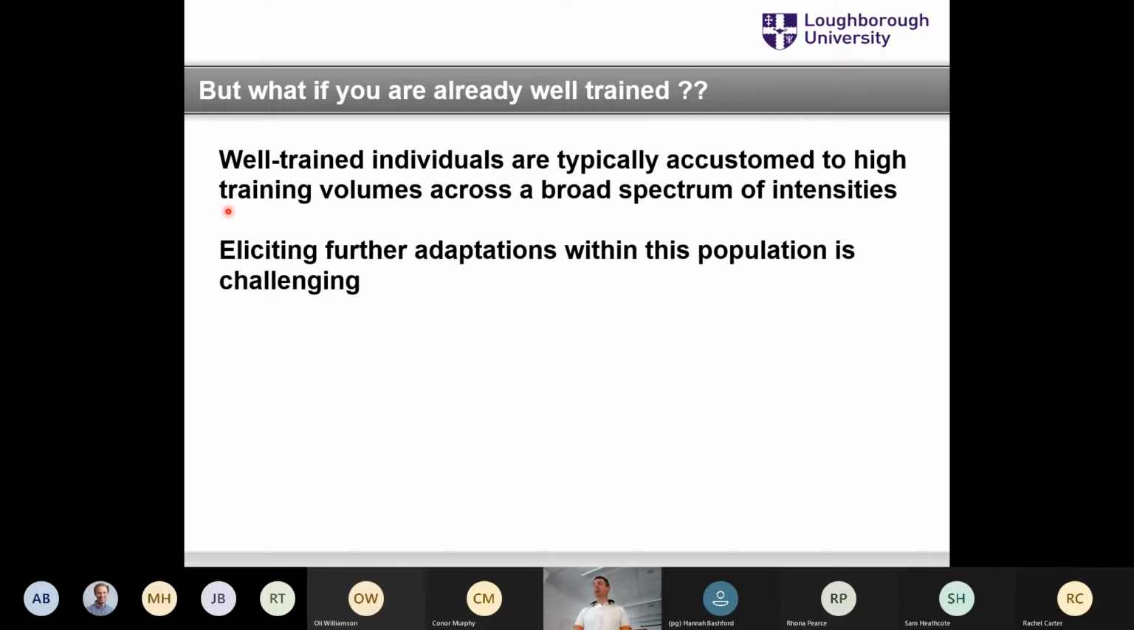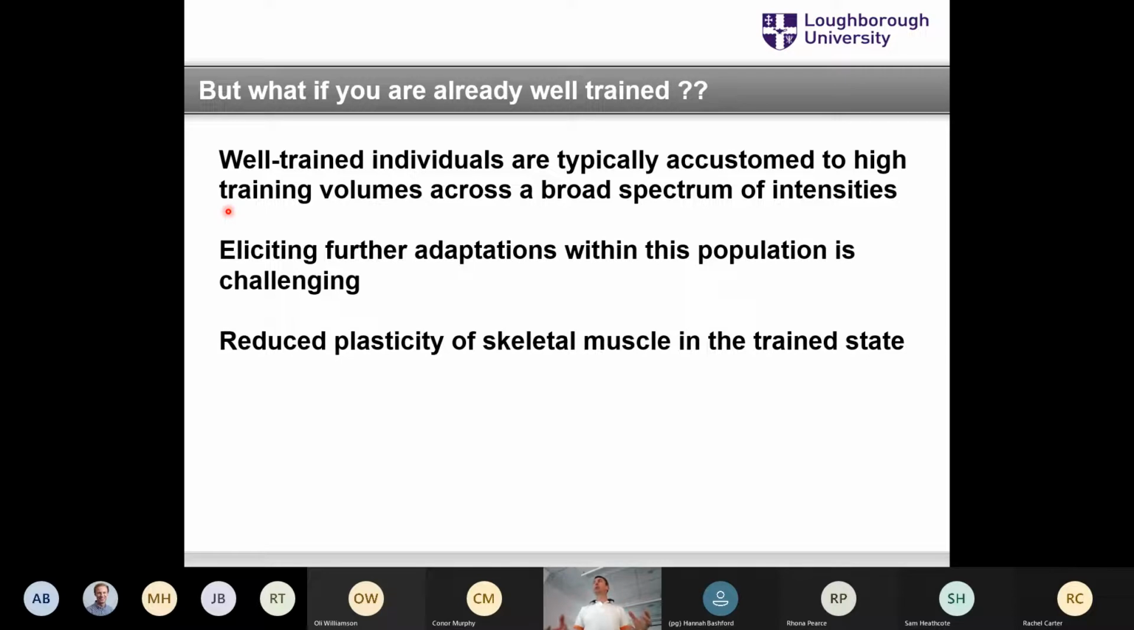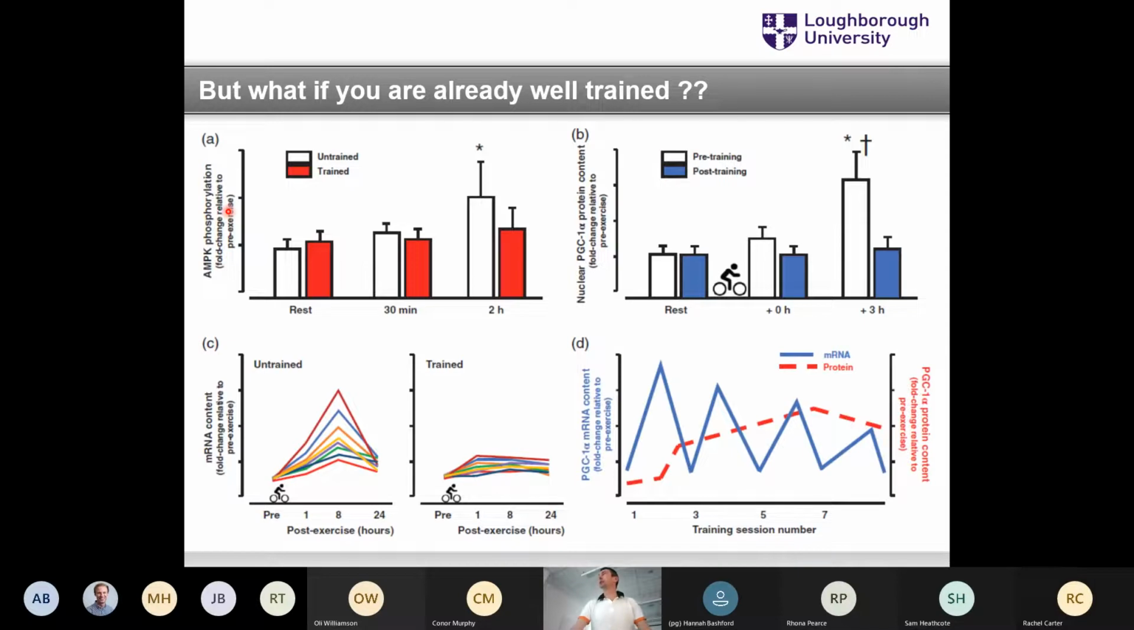And there's really nice evidence to suggest that that's because of what we would call a reduced plasticity within the skeletal muscle in the trained state. So the ability of the skeletal muscle, and the adaptive responses within the muscle, are attenuated and reduced. So getting those adaptive responses further is very difficult indeed. And that's been demonstrated in a number of studies conducted over the last 10, 15 years or so that really demonstrate that these signals for adaptation are effectively attenuated in the trained situation.